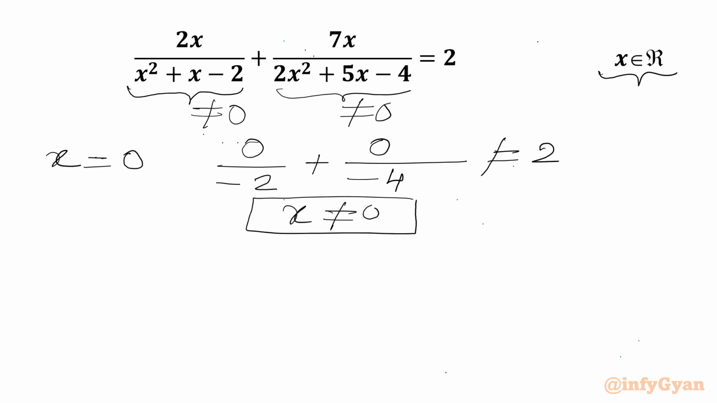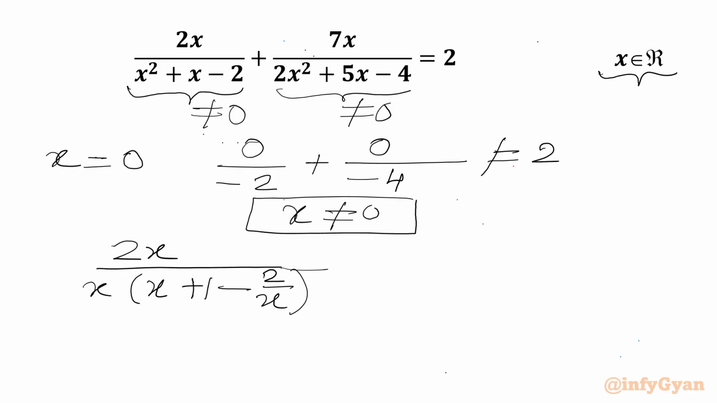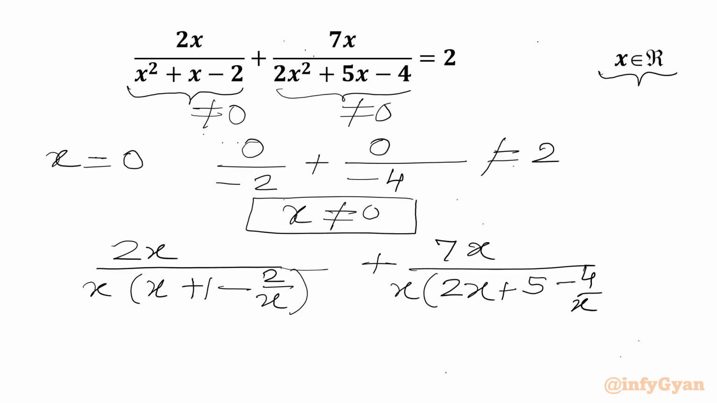So I can take x common from the denominator. So x is common. In the bracket it will be x plus 1 minus 2 over x. Here also I will take x common. In the bracket 2x plus 5 minus 4 over x. RHS is 2. Now x is non-zero, so we can cancel x from the numerator and denominator.